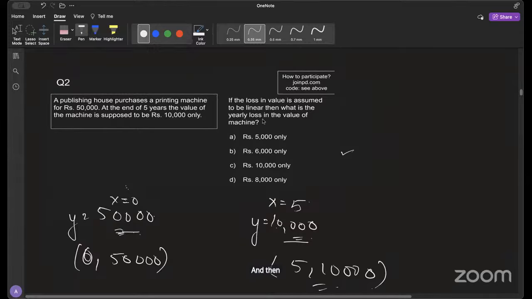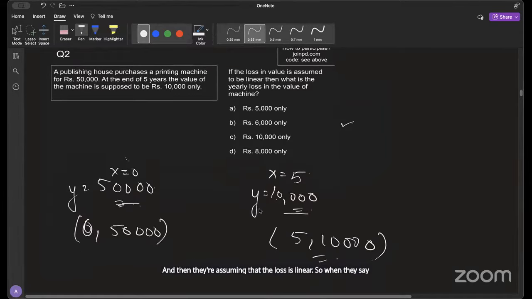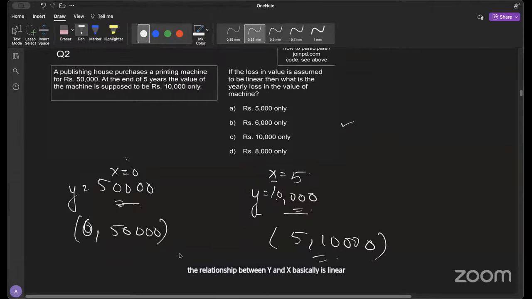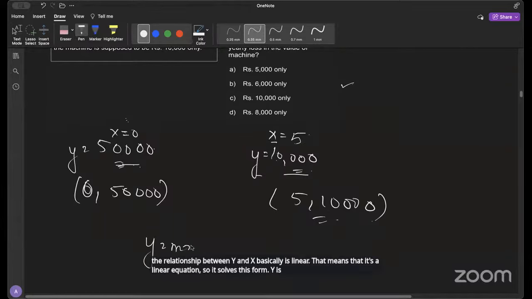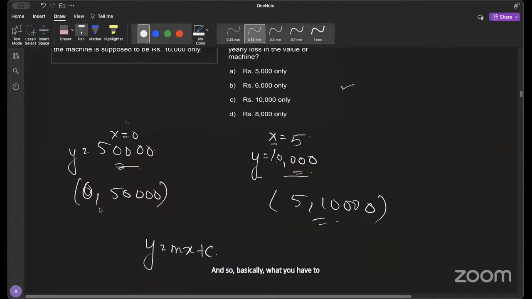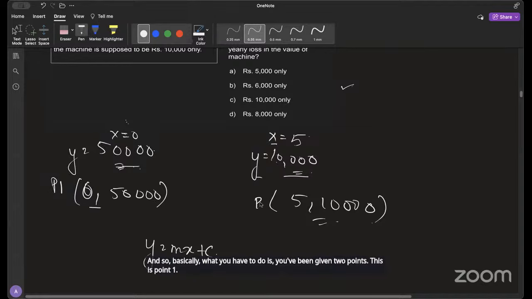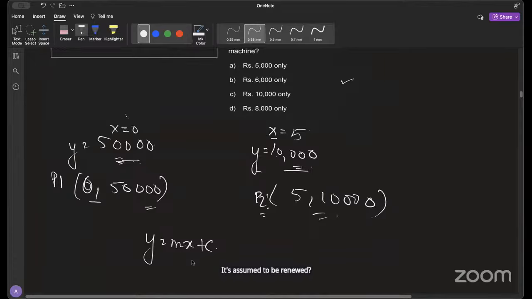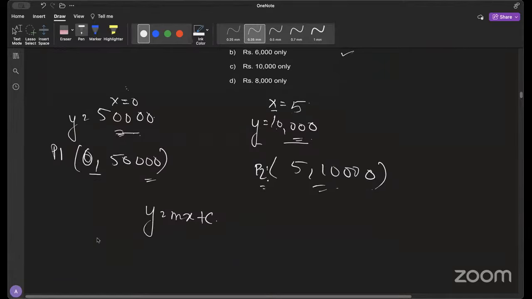And then they're assuming that the loss is linear. So when they say that the relationship between y and x is linear, that means it's a linear equation. So it's of this form: y equals mx plus c. Basically what you have to do is, you've been given 2 points. This is point 1, this is point 2. You just have to find a line that passes through these points, because the relation between y and x is linear. It's given here: if the loss in value is assumed to be linear.